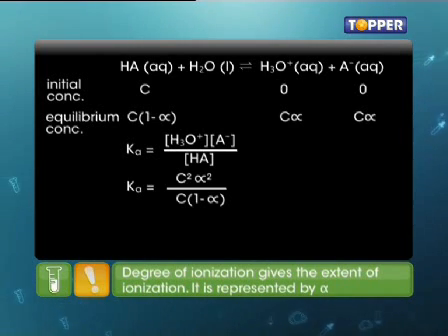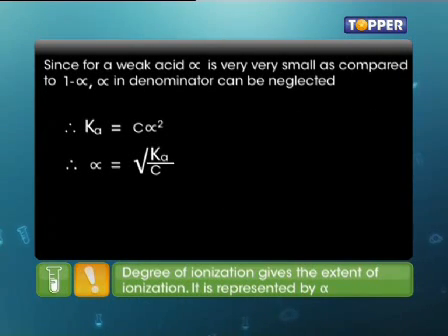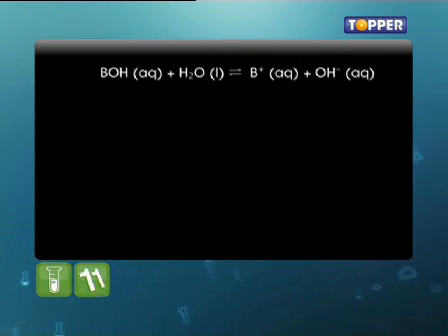Substituting the values in the expression for Ka, we will get the value of degree of dissociation as square root of Ka divided by C. A similar relation can be deduced in the case of a weak base, say BOH.